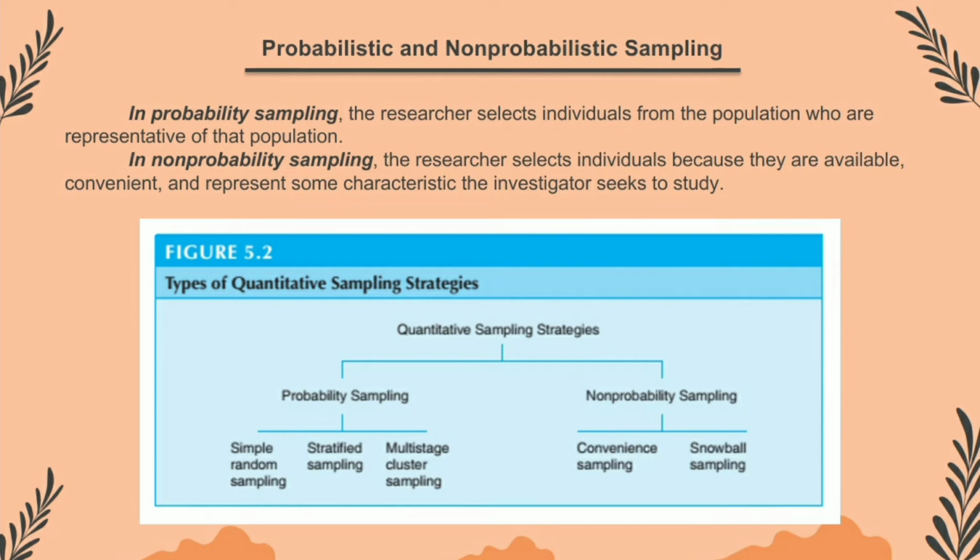The first is probability sampling and the second is non-probability sampling. In probability sampling, there are simple random sampling, stratified sampling, and multi-stage cluster sampling. And in non-probability sampling, there are convenience sampling and snowball sampling.